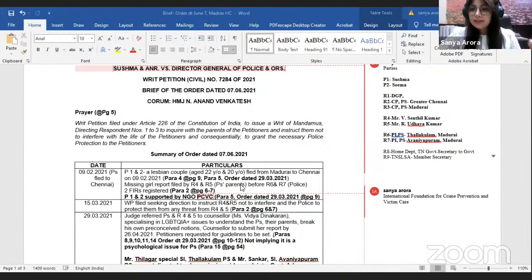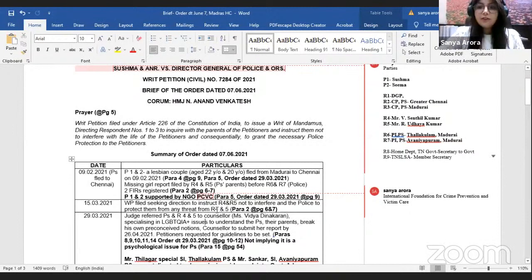So instead of repeating everything unnecessarily, I have just put everything in one place. Then what happened? The missing girl complaint filed by R4, R5. Here I can see who R4, R5 are. Then P's parents before R6 and R7, police. Then 2 FIRs registered. Para 2, page 6, 7. P1 and P2 supported by NGO PCVC.